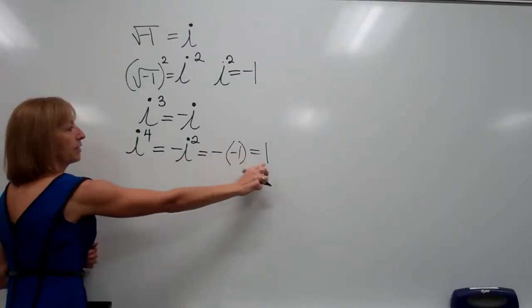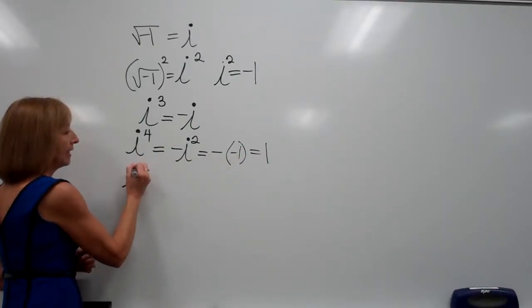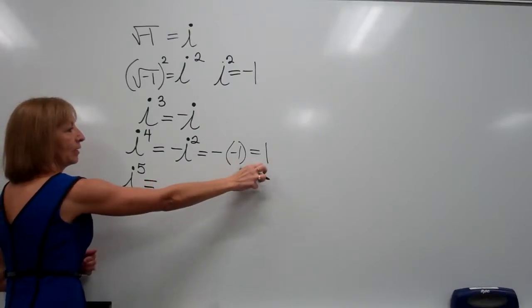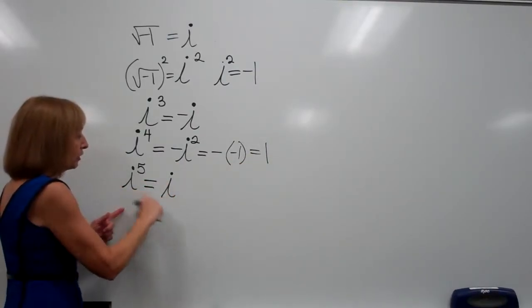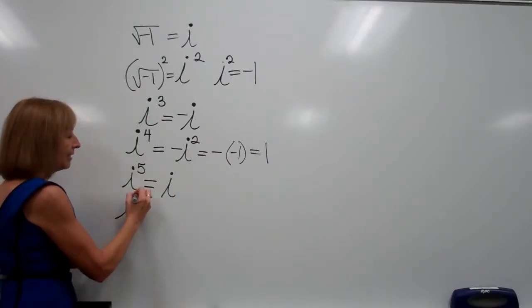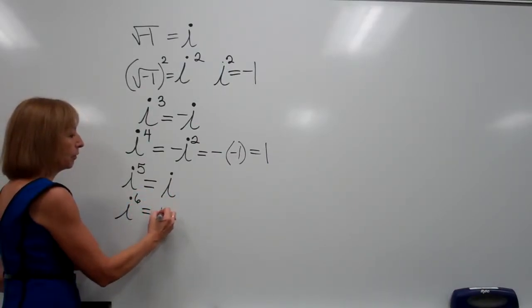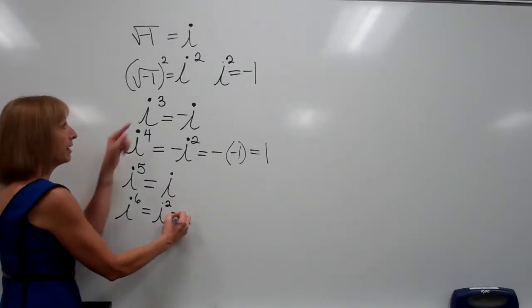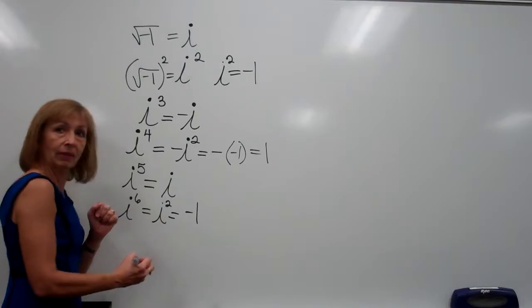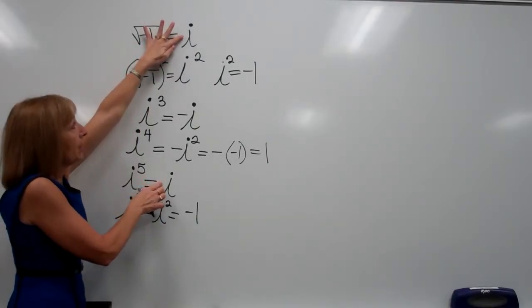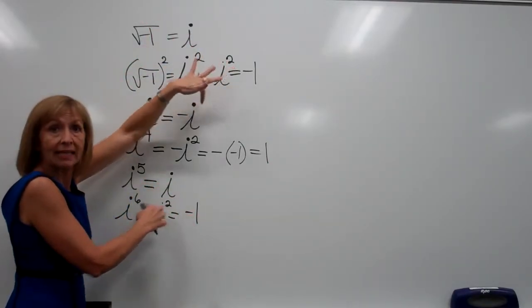If I multiply both sides of this by i again, I get i to the fifth is equal to i. If I multiply by i again, I get i to the sixth is equal to i squared, but i squared is equal to -1. So do you see how this pattern is emerging and it continues on?